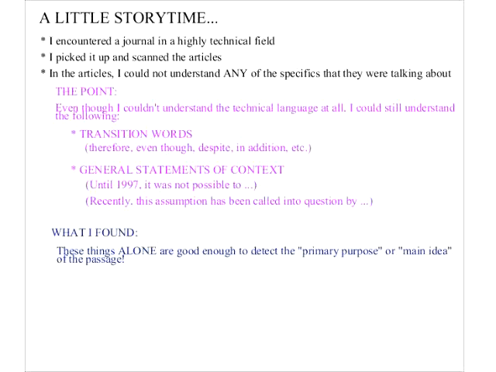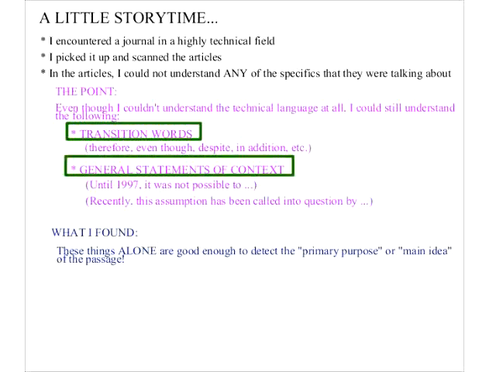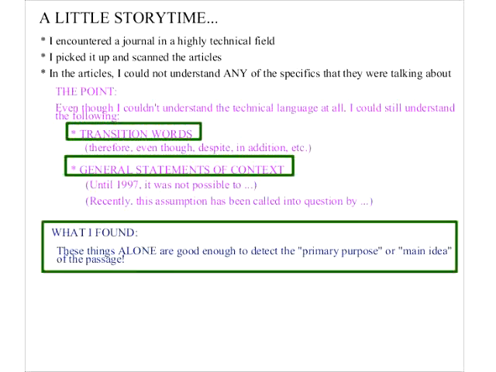Even if you don't understand anything that's going on in the specifics, you can still look at the transition words in the passage, and you can look at general statements of context that are not specific, and I found that this was plenty good enough. And so what we're going to do here in today's study hall is apply this insight to some RC passages from GMAT Prep, and we'll see how that pans out.